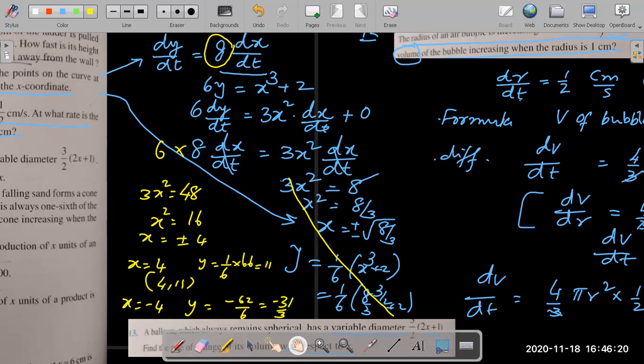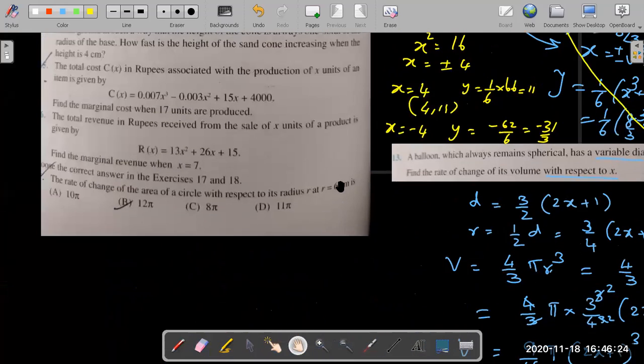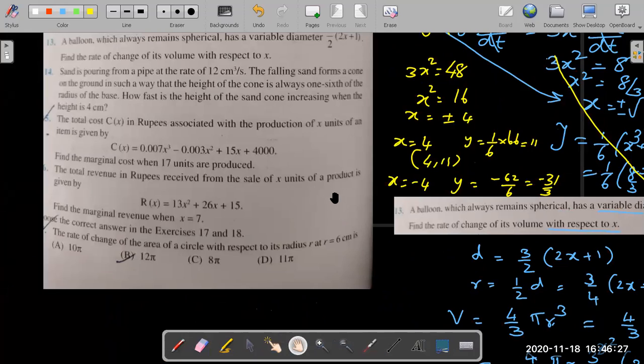Now, all done. 11, 12, 13 we have done. We have to look at the 14, 15 questions. 15 and 16 are economics related questions. 14 is again a normal question. So we will take the 14th question.